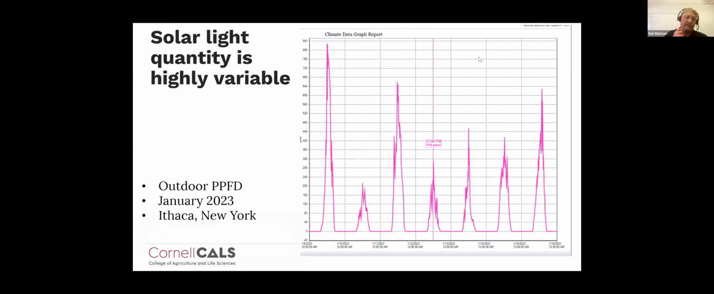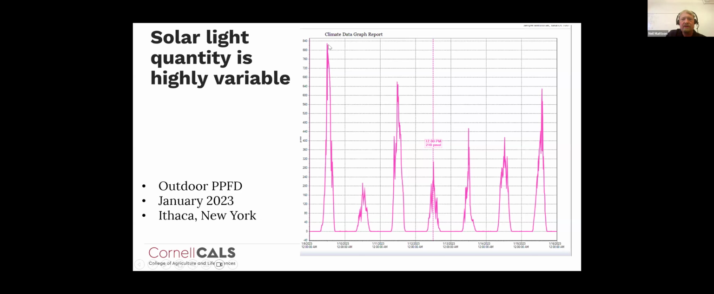And Ithaca, New York, where Cornell University is located, is one of the cloudiest places in the US in the wintertime, at least. So this was a graph of, I guess it was January 2023, so 2 years ago. It was outdoor PPFD, so plant photosynthetically active light in micromoles per meter squared. And then these are 7 days. So this is 1 week. So within 1 week, there was a day that had higher light levels.